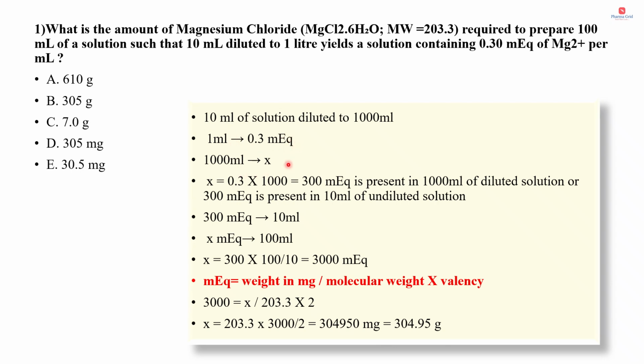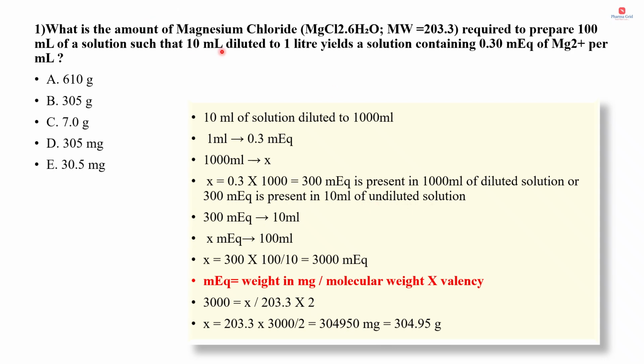Now find out the number of milliequivalents present in 1000 ml. So it is easy. Take it as x, find out the value of x. X equals cross multiply, 0.3 into 1000 divided by 1, that is equal to 300 milliequivalent. This is the number of milliequivalents present in 1000 ml of diluted solution, or this is the same number of milliequivalents present in 10 ml of undiluted solution.